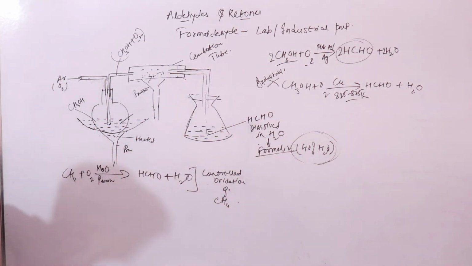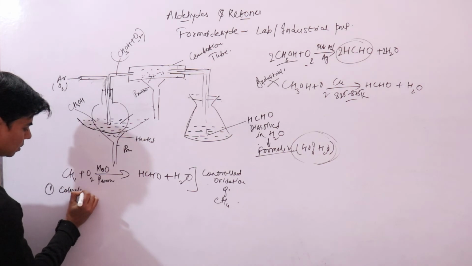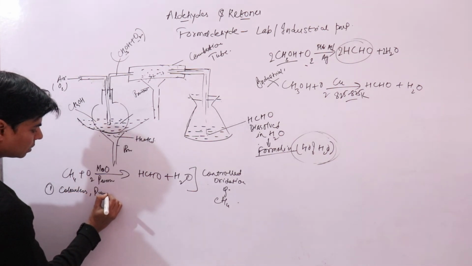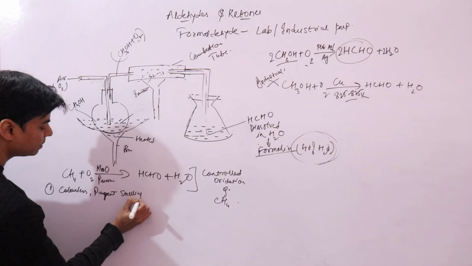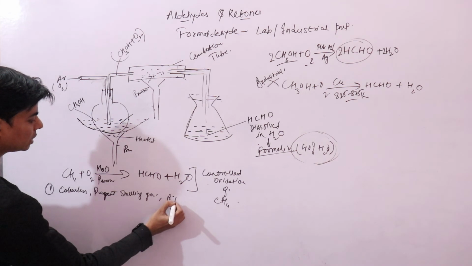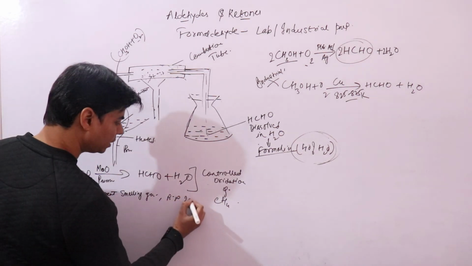Now let's look into some of its physical properties. We know that formaldehyde is a gas, a colorless, pungent smelling gas. Boiling point is 252 kelvins. I hope this is clear. Sorry, the boiling point is 252 kelvins.